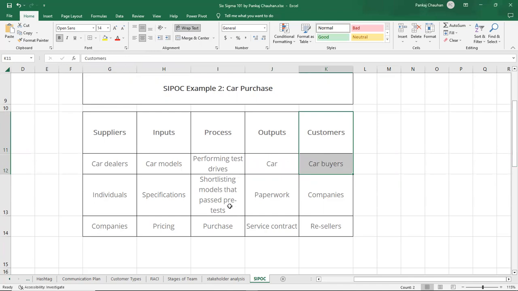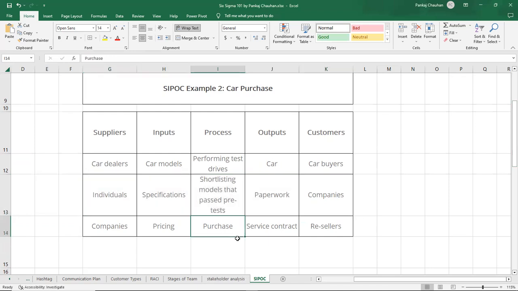Second step, shortlisting models that pass the pre-test. For that, you need some specifications, and you have your own specifications as an individual. What you need in the car, maybe the engine capacity, or the torque, the leg space, the boot space, the height, the tire, and so many things. You will be completing all the paperwork for this, and finally, companies will be the customer.